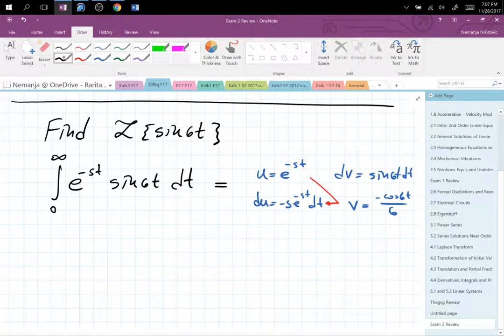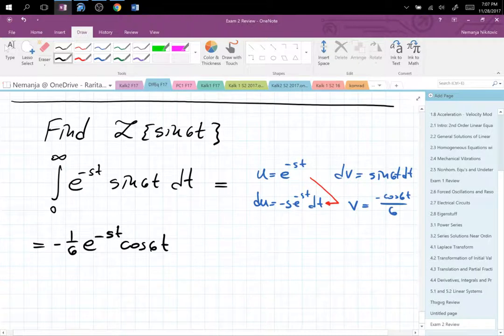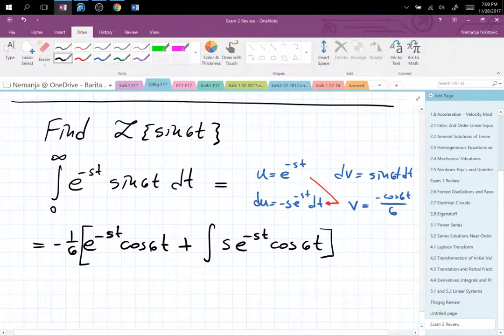So this now becomes negative 1 over 6 e to the negative st cosine 6t minus, because we have 3 minus signs in a pile, the integral of s e to the negative st cosine 6t, and then if I kick the negative 1 over 6 in front of everything, then this becomes a plus.